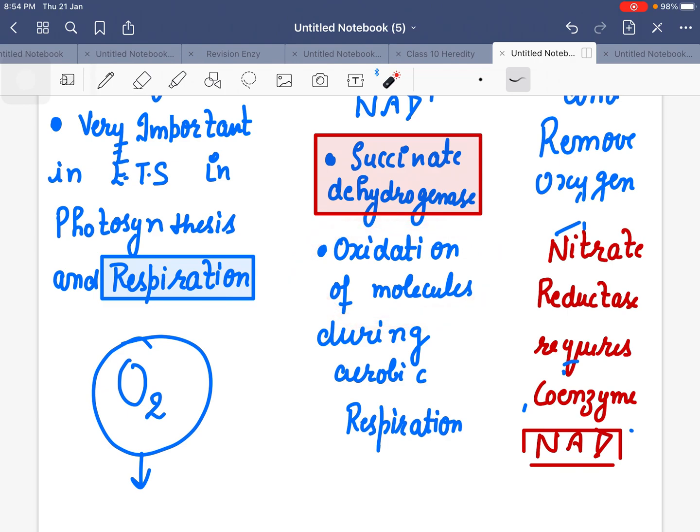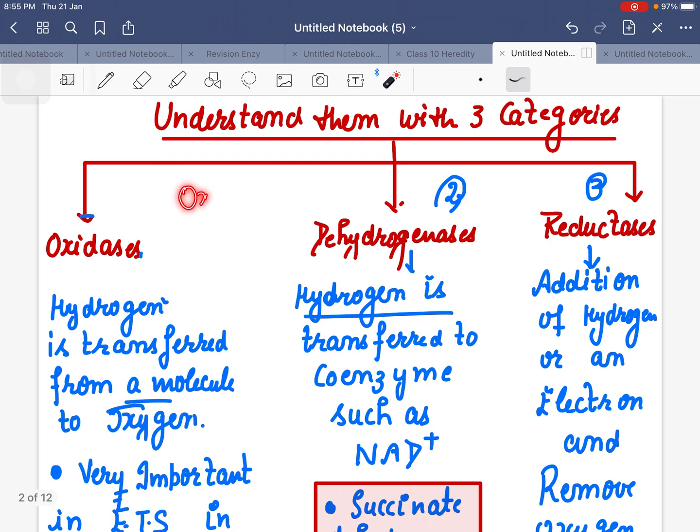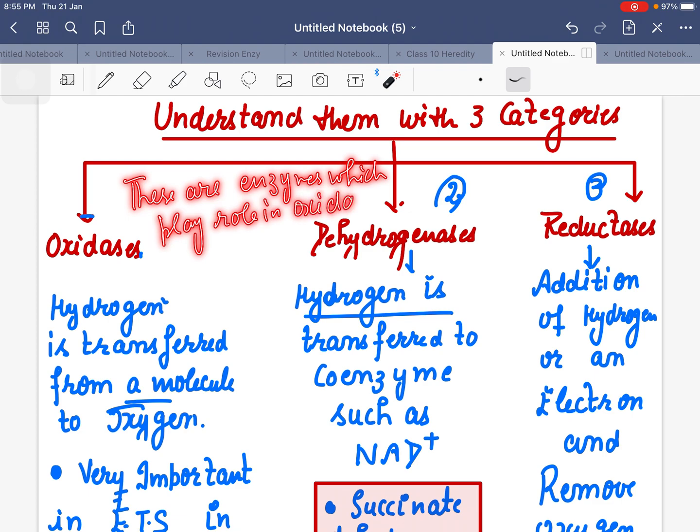Oxidation of molecules means losing hydrogen during aerobic respiration. So dehydrogenases and oxidases usually work together in respiration and photosynthesis. Dehydrogenase specifically works for the coenzymes. So there are three categories in oxidoreductases: oxidases, reductases and dehydrogenases. Or simply you can write in your exam that these are the enzymes which play a role in oxidation and reduction reactions. Fine, these are those enzymes.